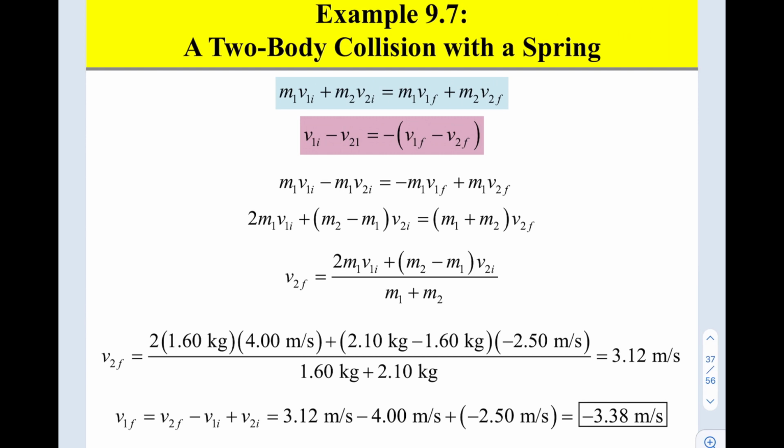The most important part is you have to memorize this one and also this one for elastic collision.